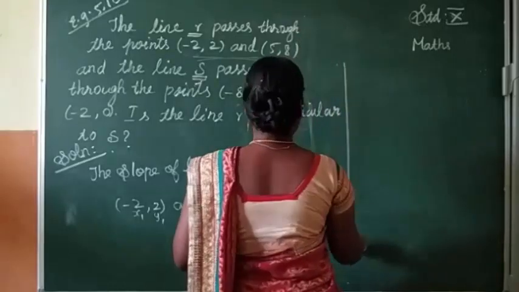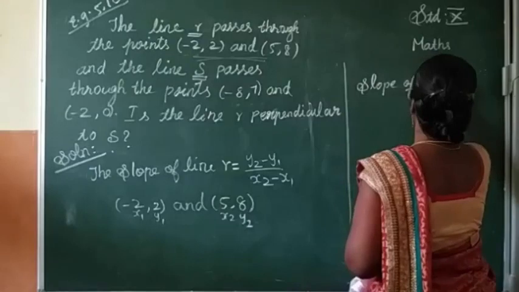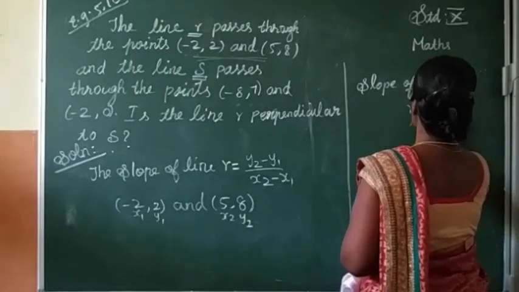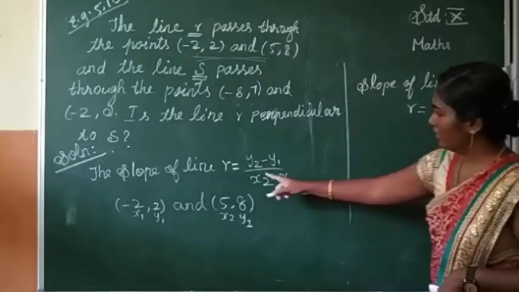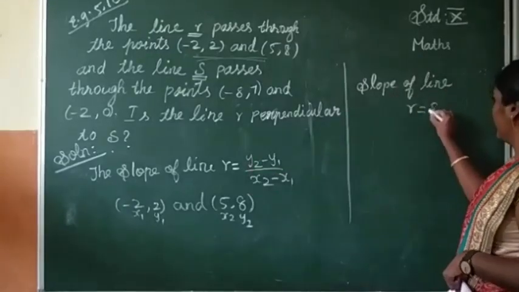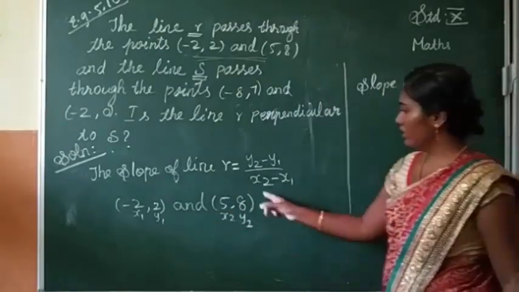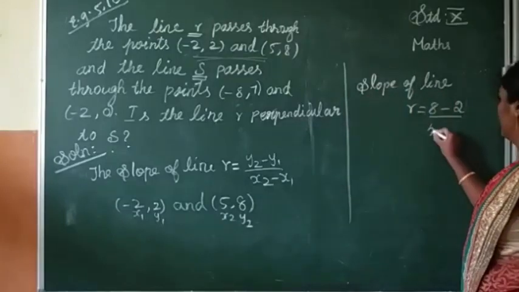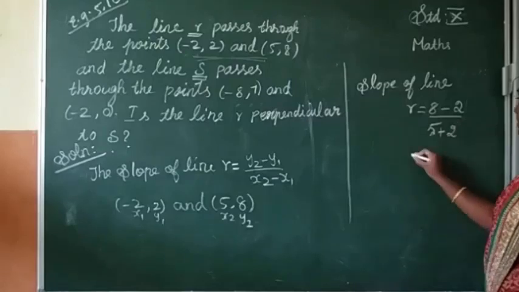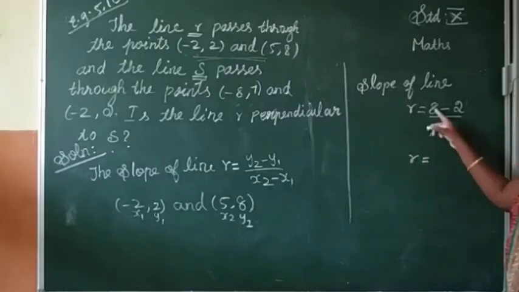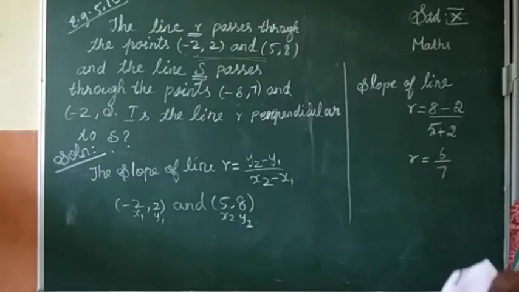So here write slope of line R is equal to, substitute the formula, y2. Here what is the y2 value? 8 minus what is the y1 value? 2 divided by what is the x2 value? 5. Formula minus what is the x1 value? Minus 2. Minus into minus plus. Then R is equal to 8 minus 2 we will get 6 divided by 5 plus 2 we will get the answer 7.